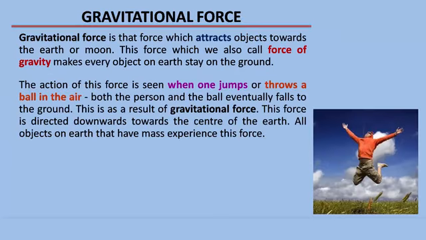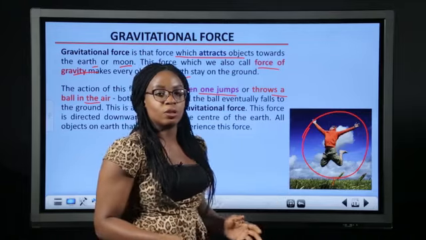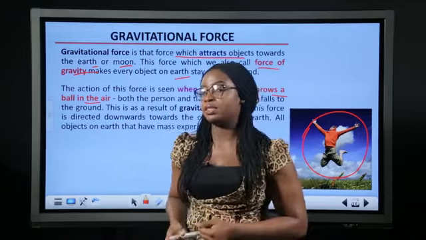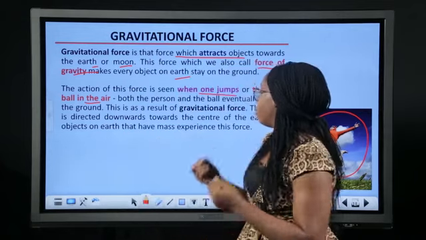The gravitational force is the force which attracts objects towards the earth or moon. This force, which we also call force of gravity, makes every object on earth stay on the ground. The action of this force is seen when one jumps or throws a ball in the air. Now, as you can see in the diagram, when a boy jumps into the air, he definitely comes down to the ground. The force responsible for this is the force of gravity or gravitational force.